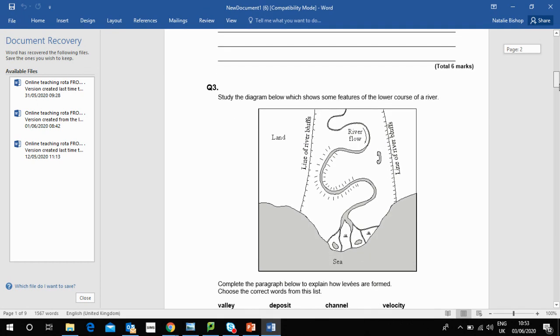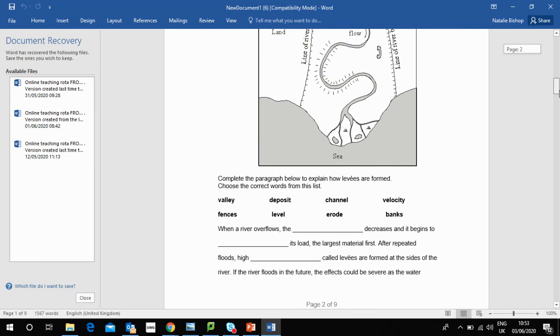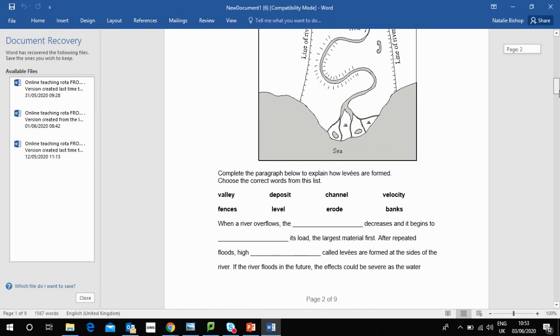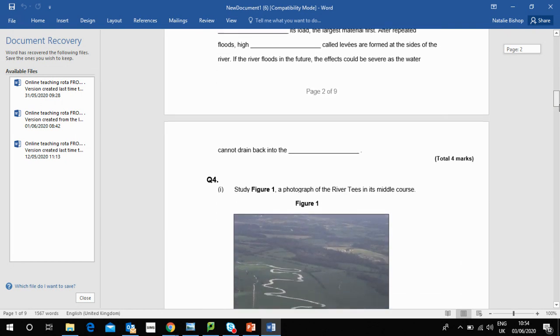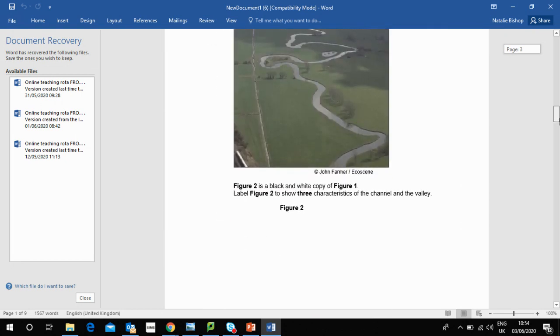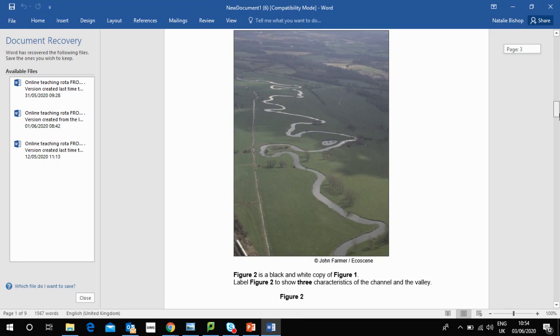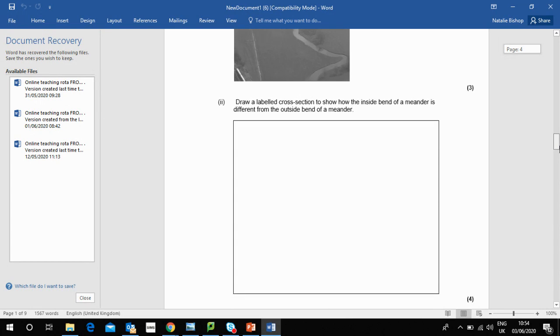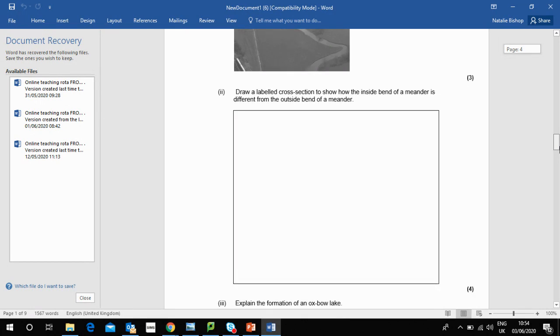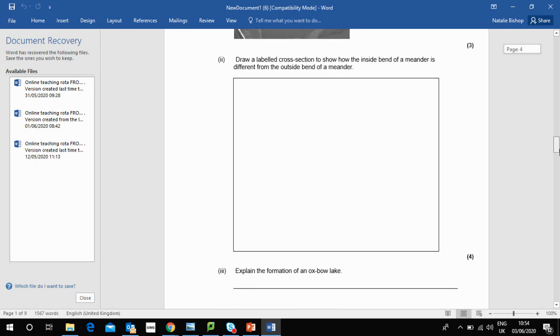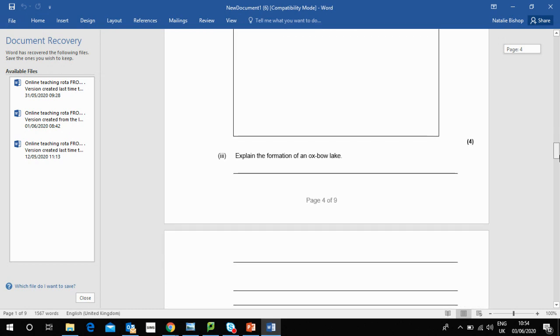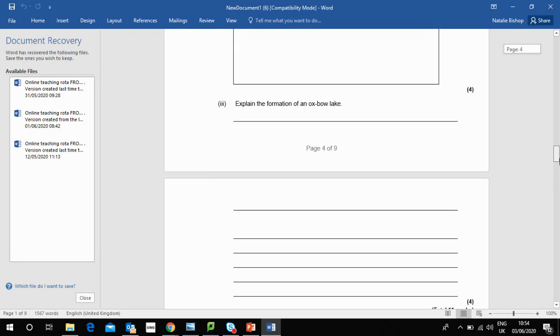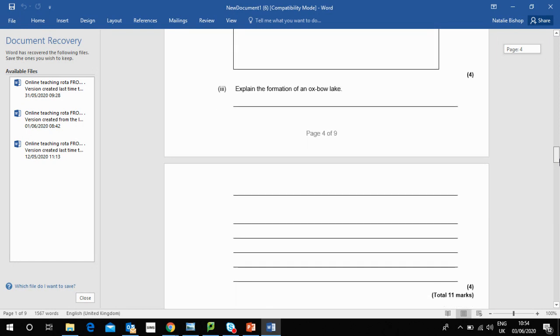Study the diagram below, which shows some of the features. I want you to have a go at doing this. So pause it, fill in the missing blanks. And then I've got a copy of some meanders, and I want you to try and draw a cross section, that's the inside of a meander with the erosion and then the deposition. And then I want you to explain the formation of an oxbow lake for me for 4 marks.